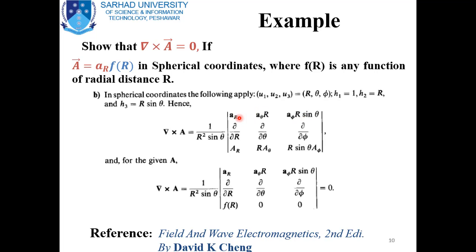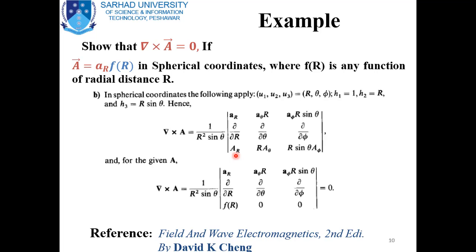So as we know that the first row of the determinant will be for the base unit vectors along with metric coefficients, and the second row is for the partial differential operators del over del r, del over del theta, del over del phi, and in the third row we have to write the elements of the given function A along with metric coefficients.